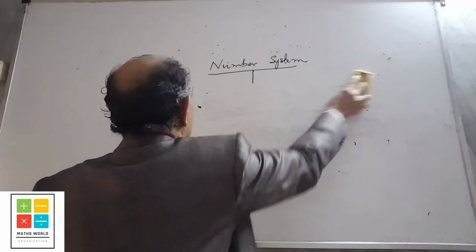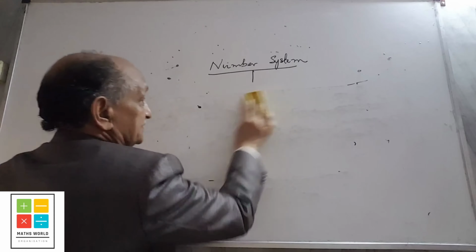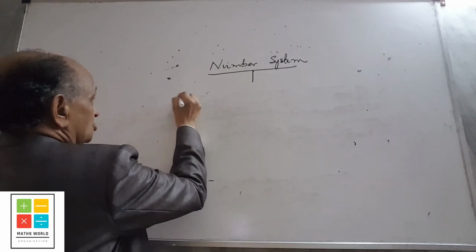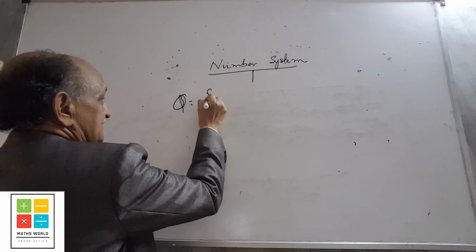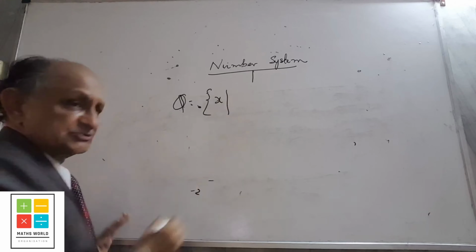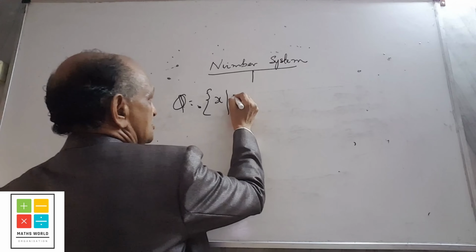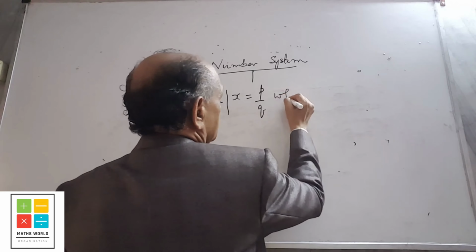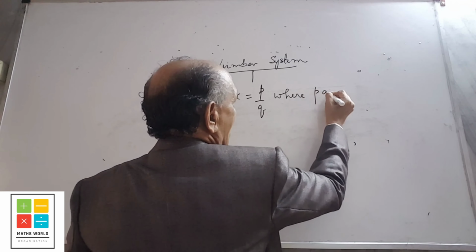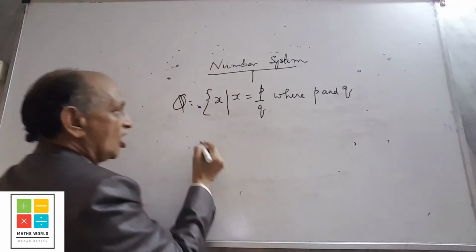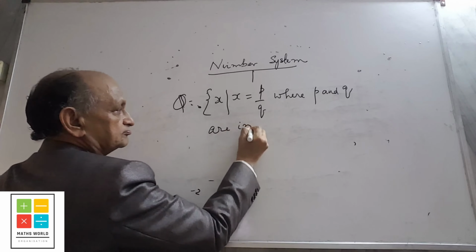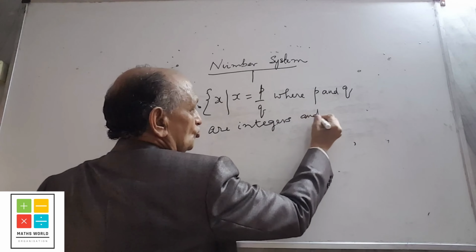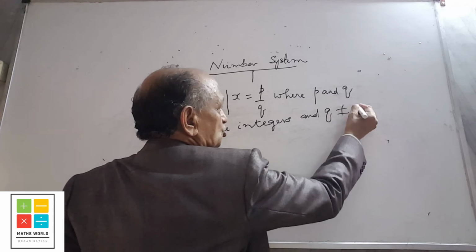Now, what is that rational number about which specially we have to discuss? Rational number Q is a set of all elements x such that x is equal to P by Q, where P and Q are integers and Q is not equal to 0.